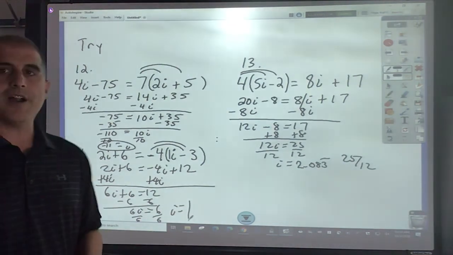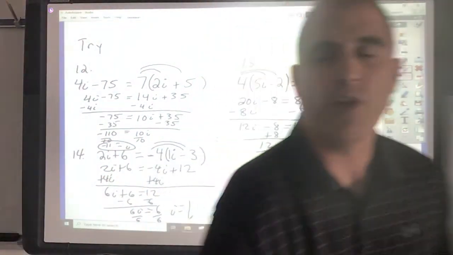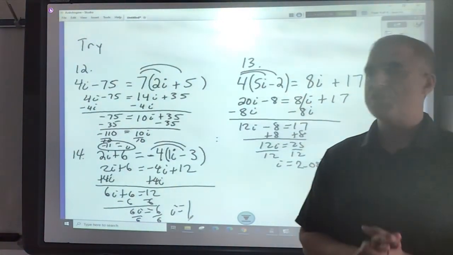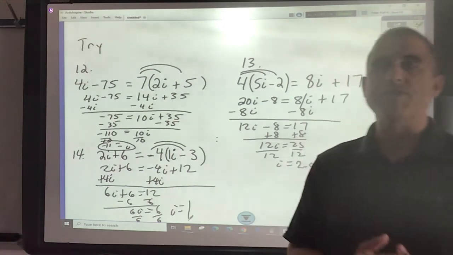So that's the lesson on multi-step. A few more calculations in there, but just keep doing it. Always remember, whatever you do on one side, you do on the other.